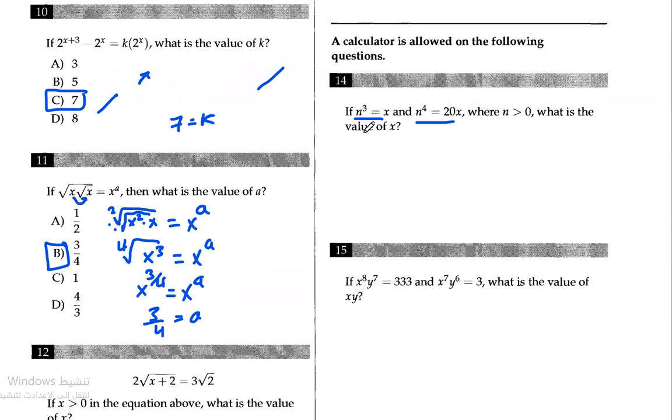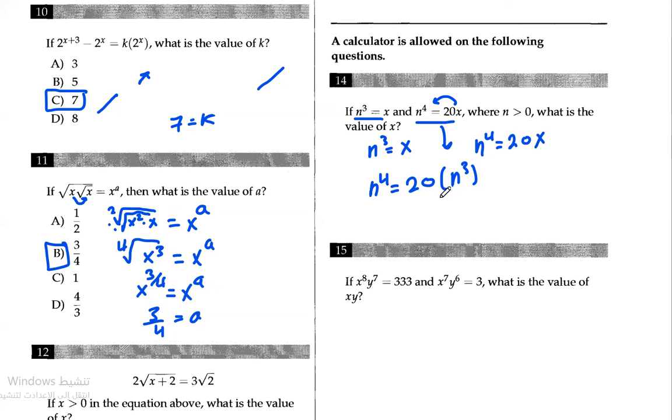How do we find the value of x here? Since n to the power 3 equals x, I want to find x from here. Oh, sorry. Here n to the power 3 equals x, and put in this equation n to the power 4 equals 20x, and you only substitute here with x. So now n to the power 4 equals 20 times what? Times n to the power 3, because x equals n to the power 3, right?